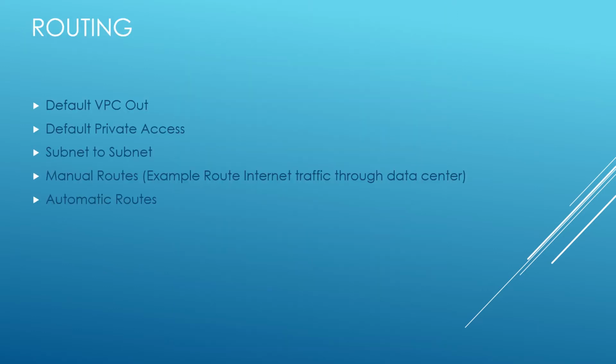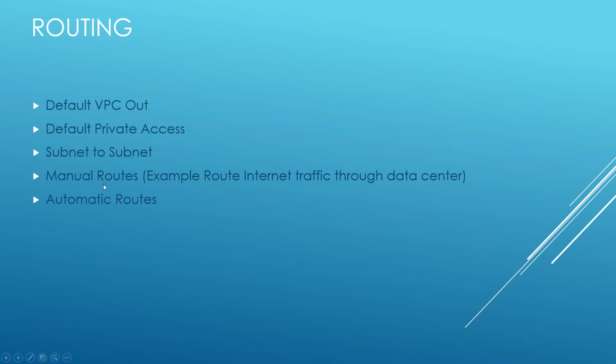Routing. Default VPC route is provided by Google. It means all your resources can reach the internet without having to do any additional configurations, provided they have a public facing IP address. The next one is default private access. We are going to talk about private access at a later point of time. The third one is subnet to subnet routing. By default, Google is going to set up routing between all the subnets.